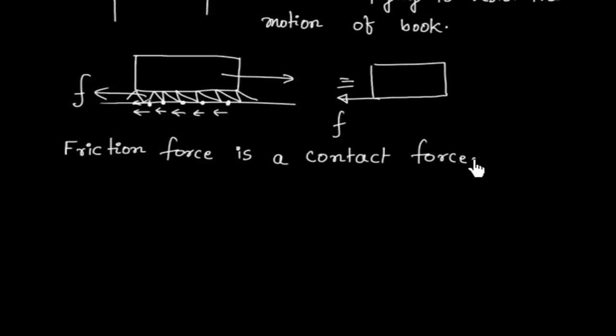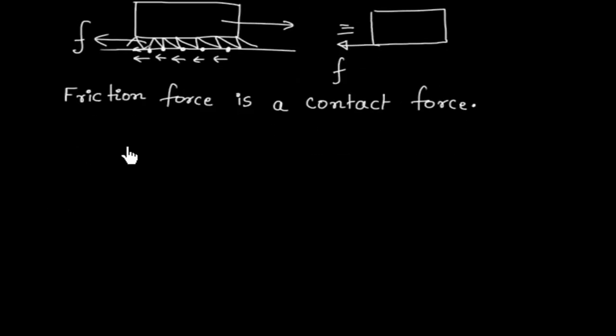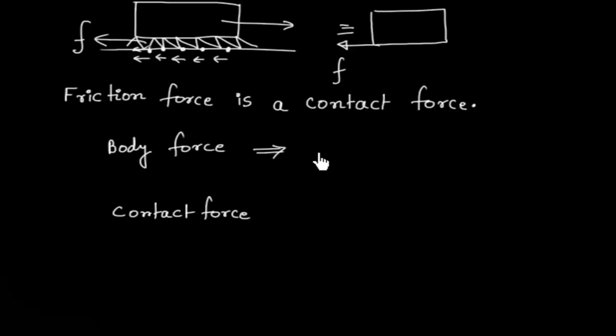So these are the forces that are acting. If I summarize, there are two kinds of forces: you can have a body force, and you can have a contact force. Weight is an example of a body force. Tension is an example of a contact force. Normal reaction is again a contact force. And finally, friction is also a contact force.